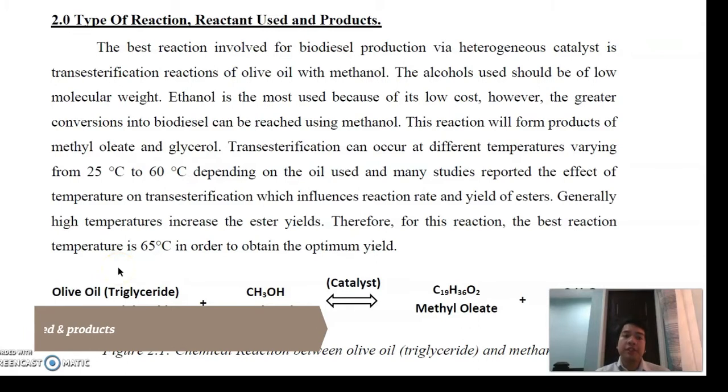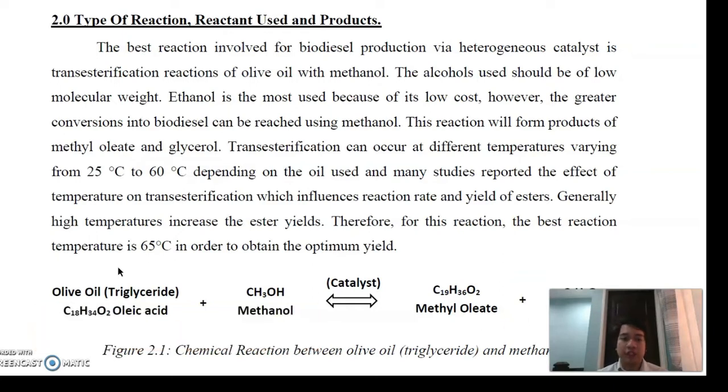Hi, I'm Amir bin Norazmi, and I'll be talking about the type of reaction used, the products, and also the selection of catalysts for this Reaction Engineering 2 project. So, the type of reaction is a transesterification reaction.